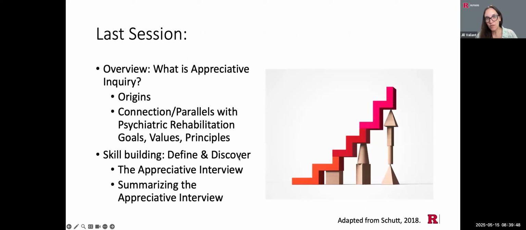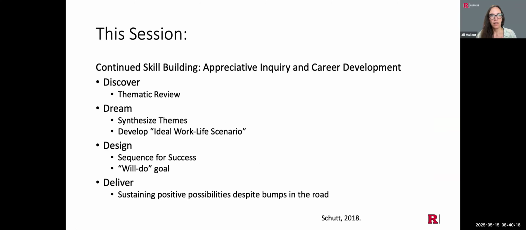We talked about the origins of appreciative inquiry, how it has its roots in organizational developmental psychology and organizational change, but how we can apply that with individuals that we're working with. And we also did that crosswalk between the goals, values, and principles of psych rehab. And then we practiced the appreciative inquiry interview and then summarizing that appreciative interview. So today, we're going to keep going with that skill building.